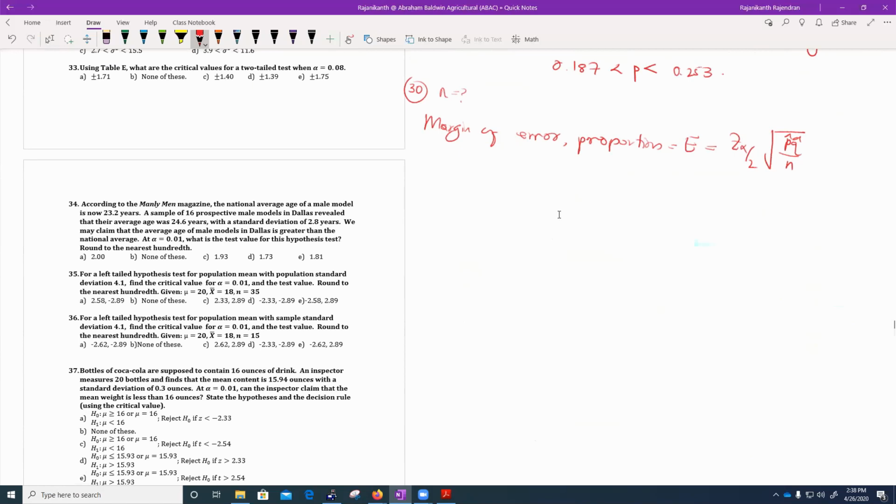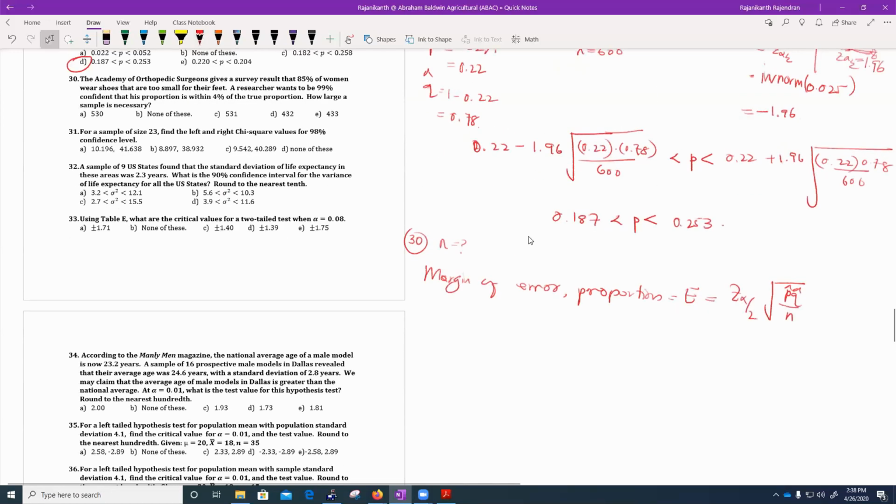So let us figure out this one. What is my confidence level here? The confidence level is now 99%. So let us find the corresponding z alpha over 2. I need to know the leftover percentage, half on this side and half on this side. Half percentage is going to be 0.005, right?